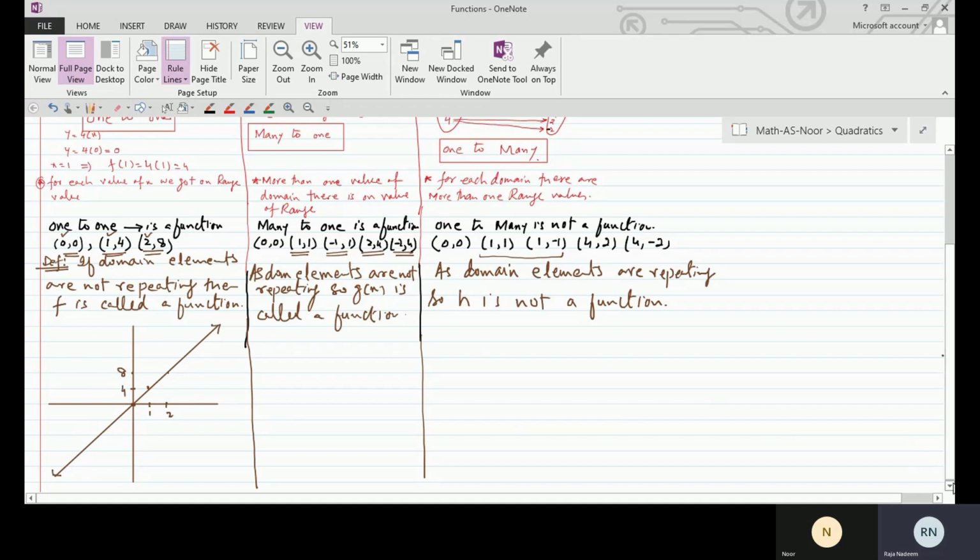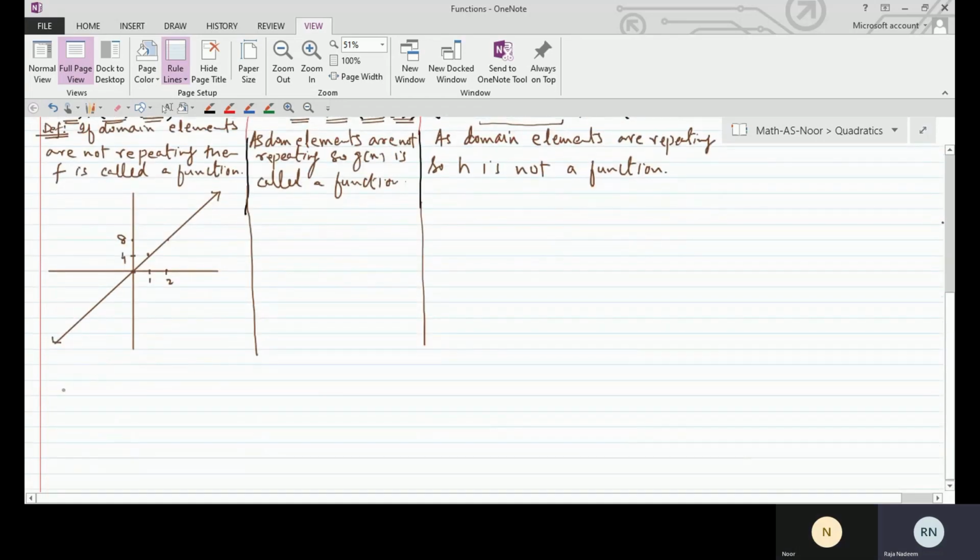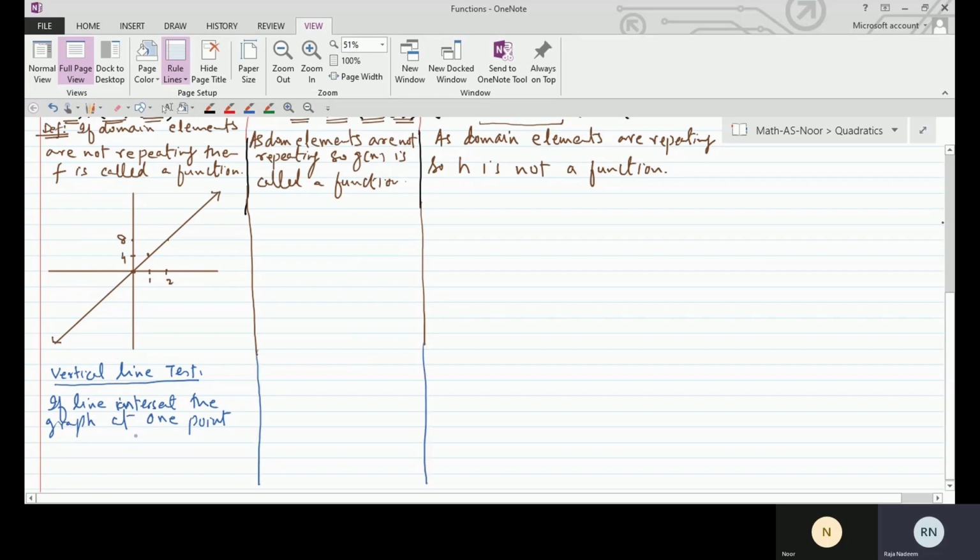So we use a test which is called the vertical line test. In the vertical line test, if a vertical line intersects the graph at one point, then the relation will form a function.